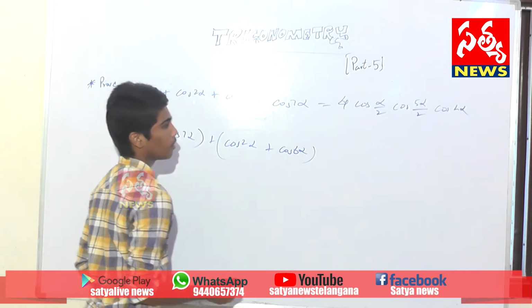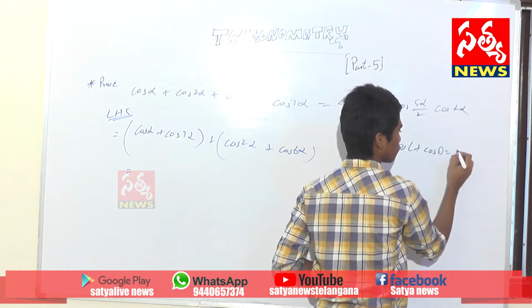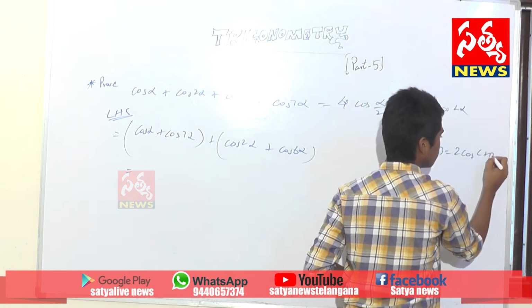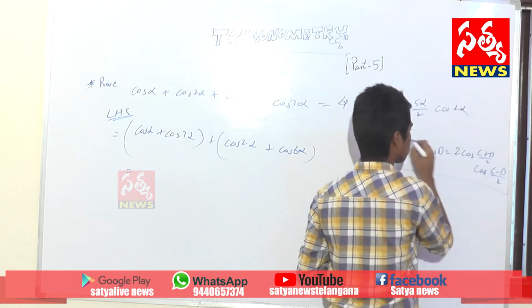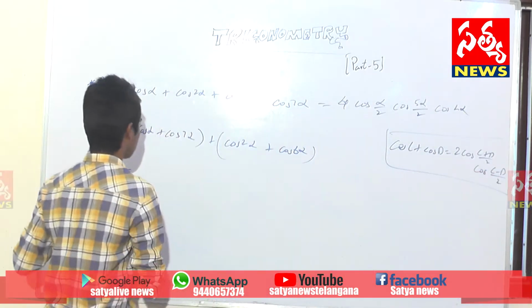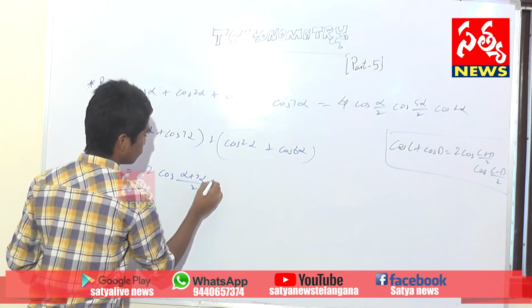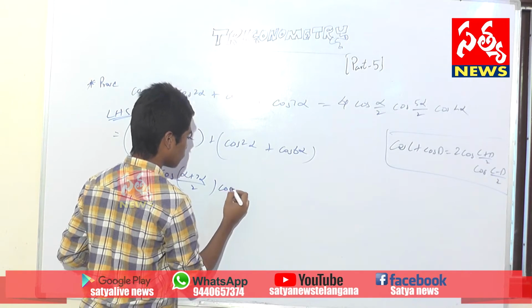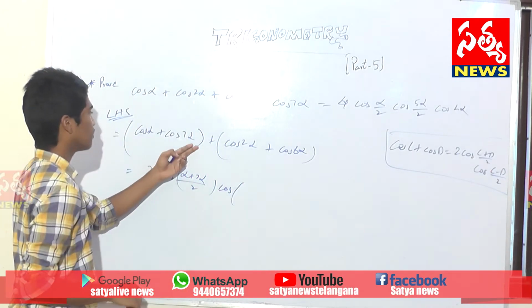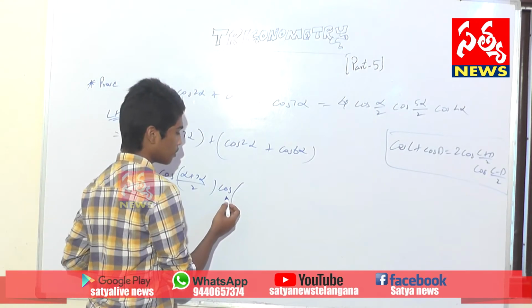Now the formula cos C plus cos D is 2 cos of C plus D by 2 into cos of C minus D by 2. This is the formula we are using here. 2 cos of C plus D by 2, cos of 7 alpha minus alpha, or alpha minus 7 alpha, is nothing but the same, as here we used cos.